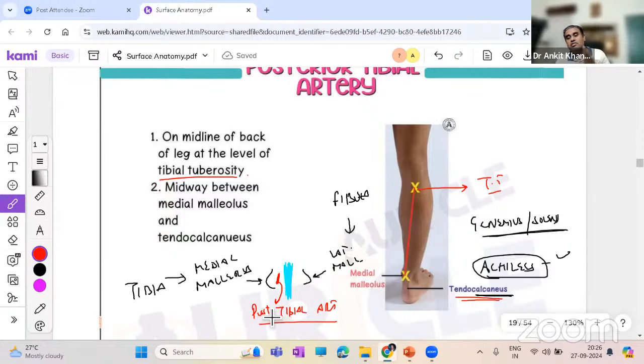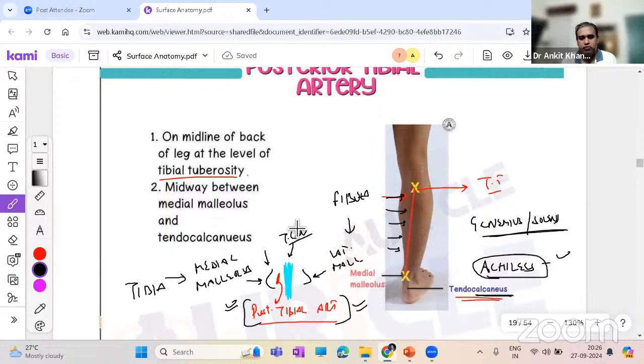Now the point comes, sir, where can we palpate it? Can we palpate it? The answer is again yes. Obviously in the leg region, you can't palpate it over here at the upper part of the posterior tibial artery because it is covered by all your calf muscles. Calf muscles are quite big muscles, so it is lying deep to these muscles. But over here at the lower portion, you can easily palpate the posterior tibial artery. I would urge all of you to please palpate it between your tendocalcaneus and your medial malleolus.